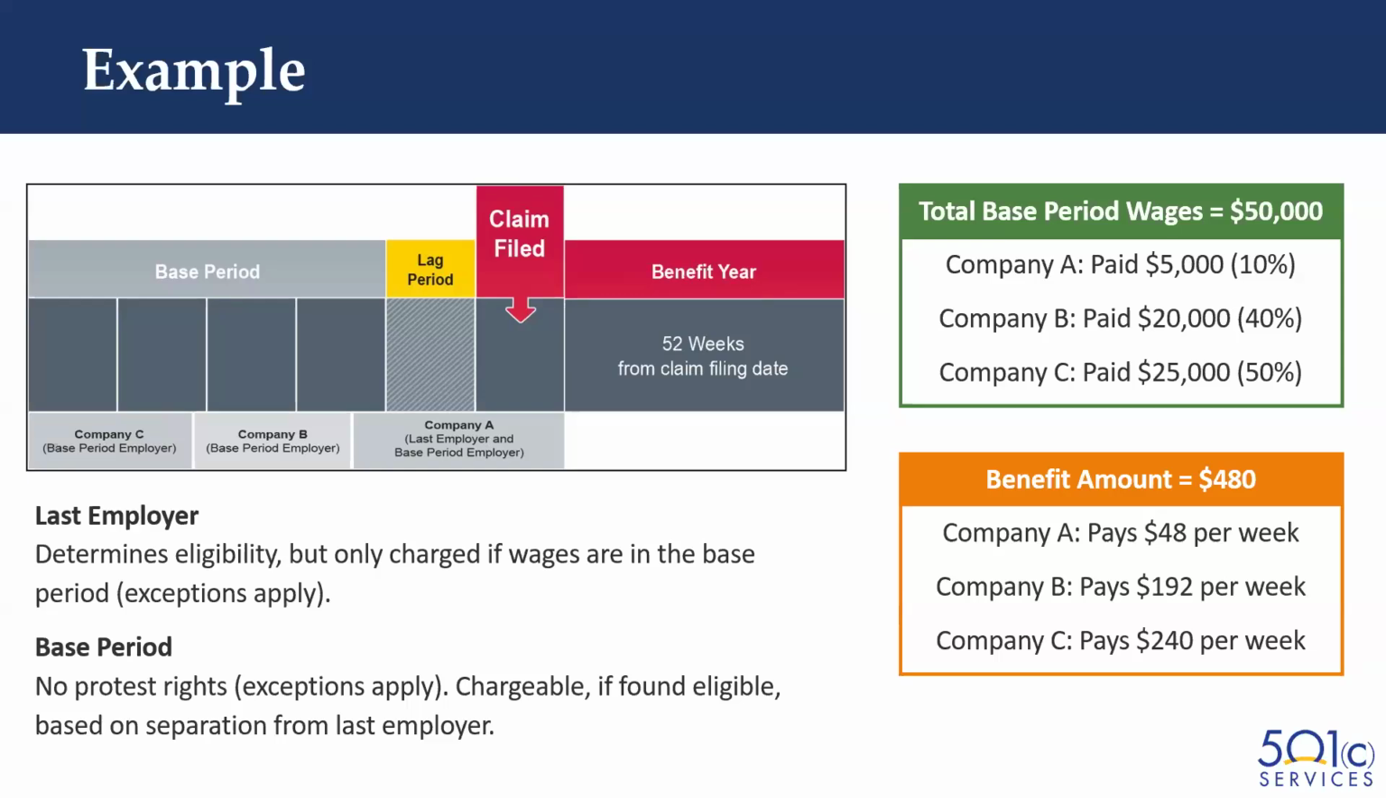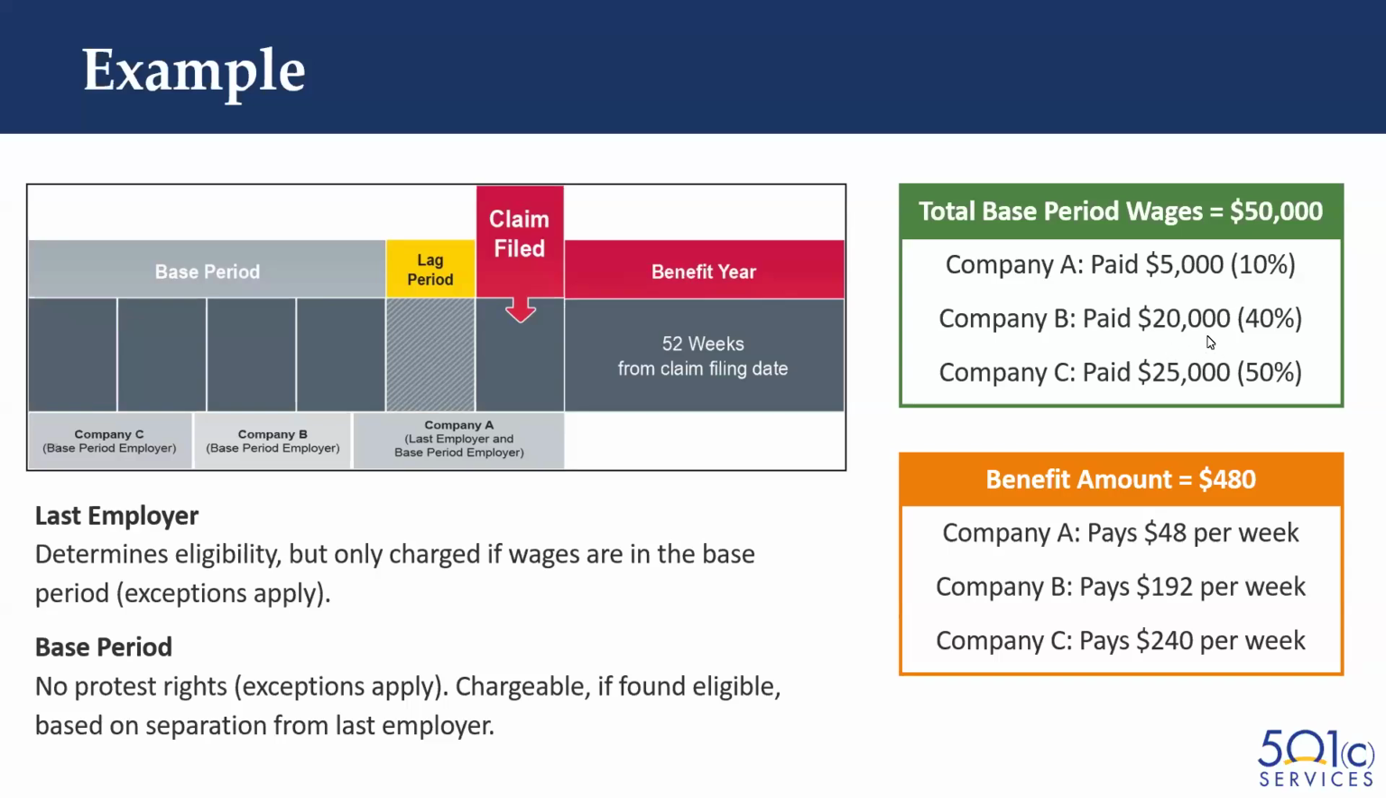So in that shaded period, that gray period to the left, if the claimant is found eligible, then their weekly benefit amount would probably be somewhere around $480 a week. Now, 36 of the 50 states charge proportionately based on the percentage of wages that each employer paid. So in this example, and this is a proportional example since that's the majority of states, you can see that company A paid 10% of the total wages. So they're going to pay 10% of the benefits, or $48 a week.